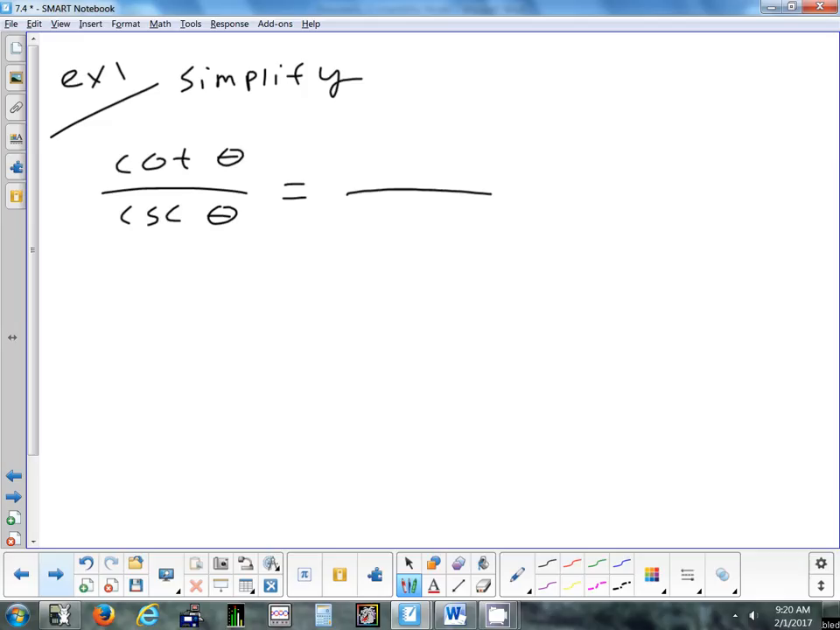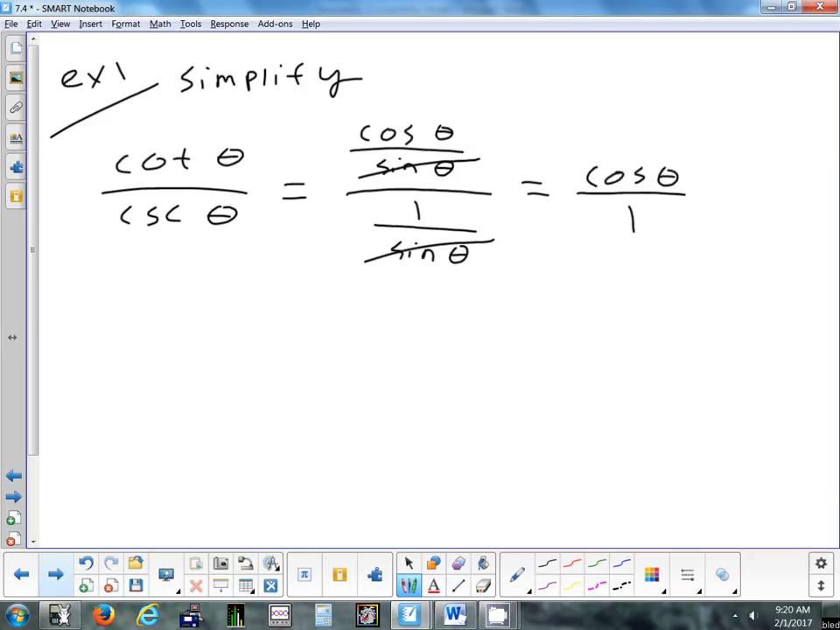From the identities on the other page, can anyone tell me how I can rewrite cotangent? Cosine over sine. Yep. You can write it as cosine over sine. Doesn't matter what they use for the variable, x, theta, that's just the variable. And how about cosecant? 1 over sine. You could write that as 1 over sine. Now, when you divide two fractions that have the same denominator, what happens to those denominators? They cancel out. So I'm left with cosine divided by 1, which is just cosine.